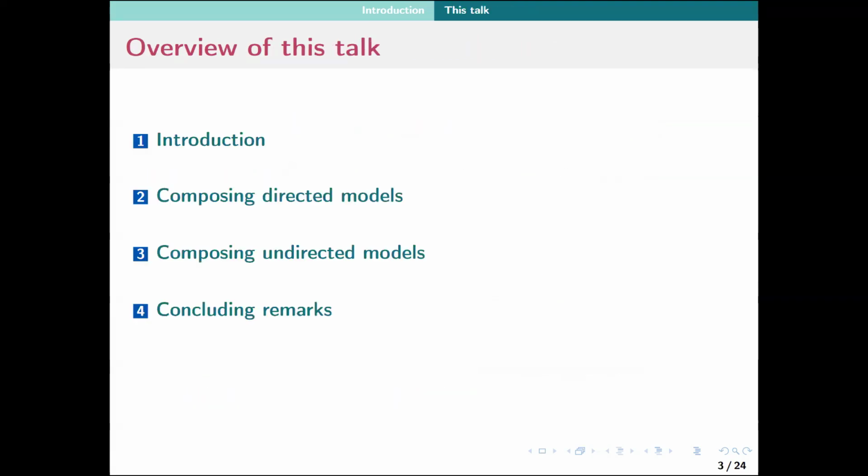I've got two cases of composition to talk about. One is in what are called directed models in probability theory, often known as Bayesian networks, and another one is in undirected models, and they're kind of similar but kind of different. And hopefully we'll talk about both, and I'll show some string diagrams, and it'll be nice.